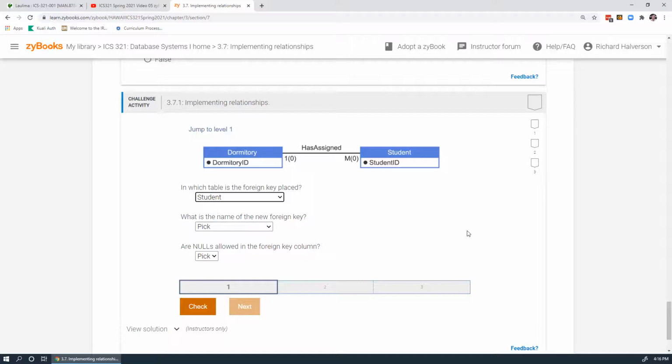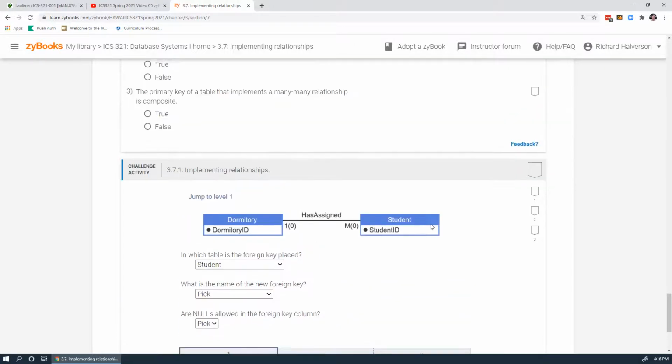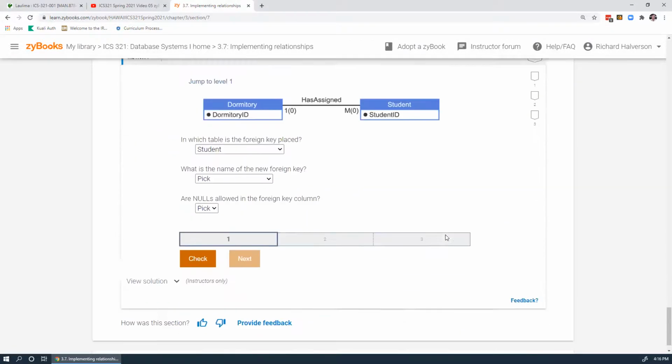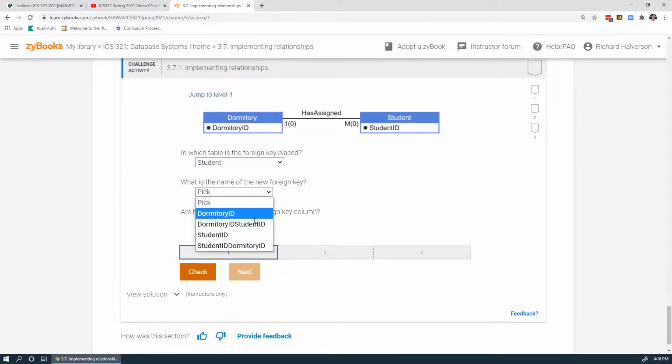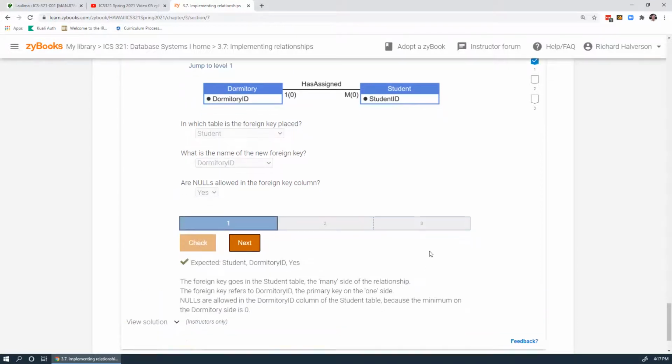What is the name of the new foreign key? Well, is this some sort of convention now, or no? Yes, it's this. Are nulls allowed in the foreign key column? I think so. If a student is not assigned a dormitory, there's a zero here. So yes. Let's see what the answer is. Very good.